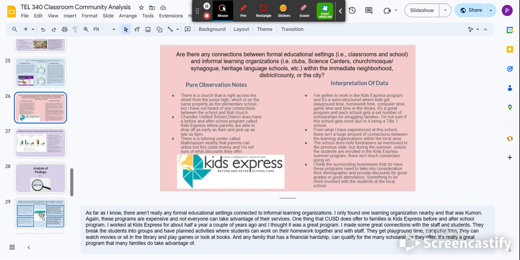One thing that CUSD does offer to families is Kids Express before and after school program. I worked at Kids Express for about half a year a couple years ago, and I thought it was a great program. I made some great connections with the staff and students. They break the students into groups and have planned activities where students can work on their homework together. And with staff, they get playground time, computer time, they get to watch movies or sit in the library and play games or look at books. And any family that has a financial hardship can qualify for the many scholarships they offer. It's really a great program that many families actually do take advantage of.